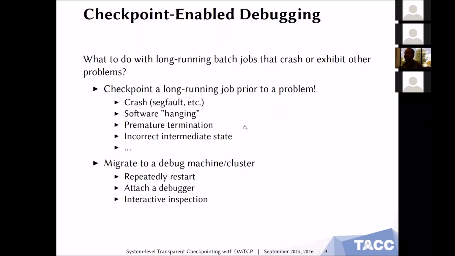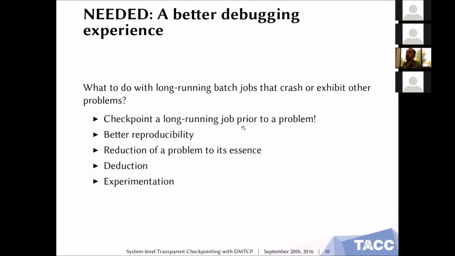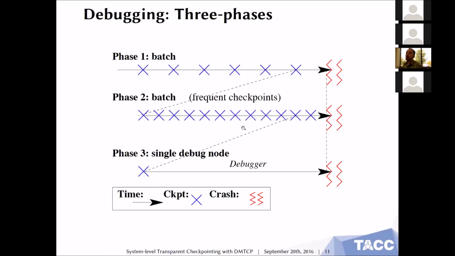So there was a need for a better debugging experience. What to do with a long-running batch job that crashes and exhibits other problems? Checkpoint the long-running job prior to a problem, for better reproducibility, reduction of the problem to its essentials, etc. So how to do all these kinds of things? The idea that we had was three-phase debugging.